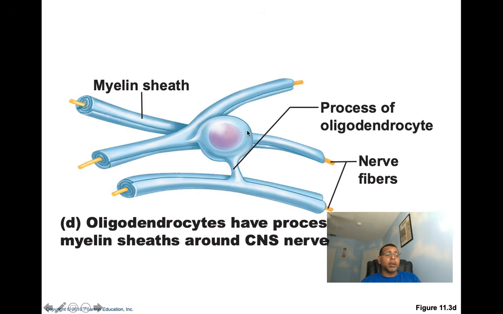Next then are our oligodendrocytes. Now when we talk about oligodendrocytes, their structure is, they look similar to astrocytes, however they have fewer processes. Now their function is that they produce myelin in the CNS. They produce myelin in the CNS.